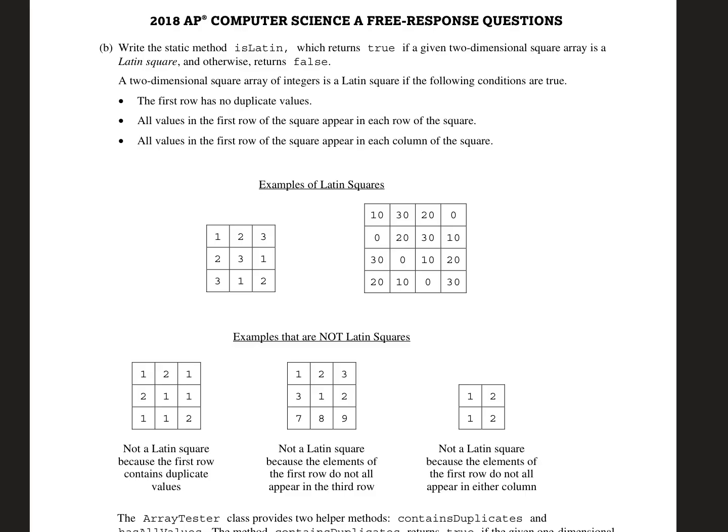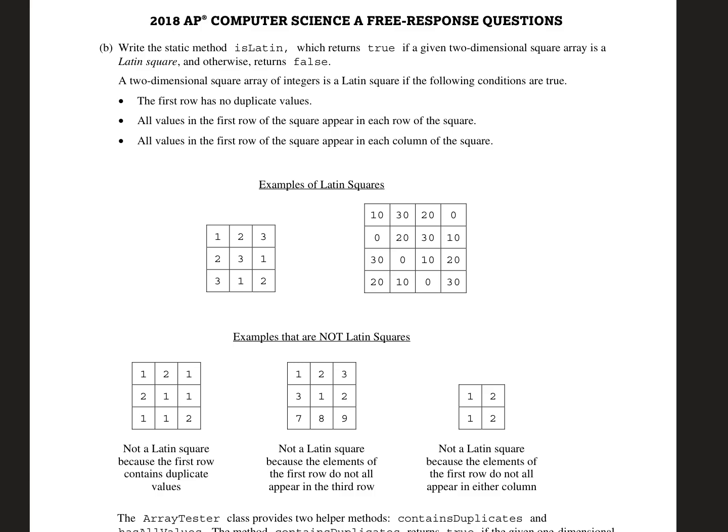So in part B, we're determining if something is a Latin square. So there's some rules to decide if it's a Latin square. The first row has no duplicates. All the values in the first row of the square appear in each row of the square. All values in the first row of the square appear in each column. So here I have no repeats, 1, 2, 3, and you can see every single column or row has a 1, 2, 3.